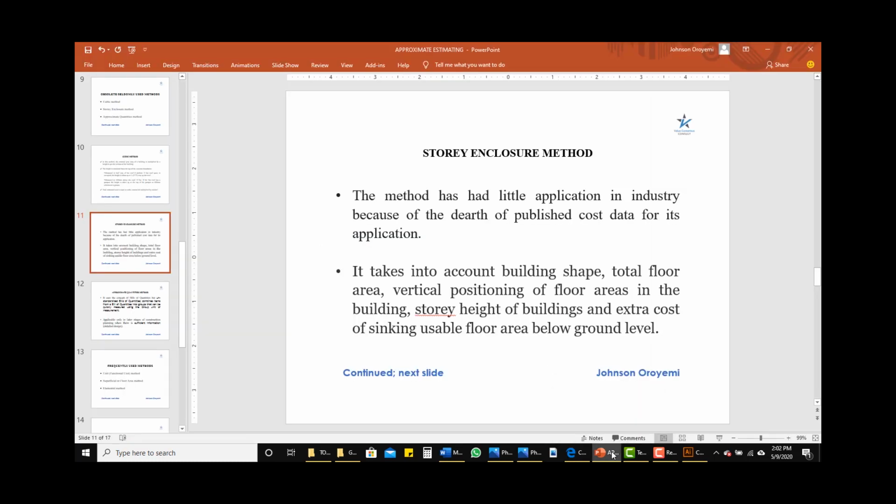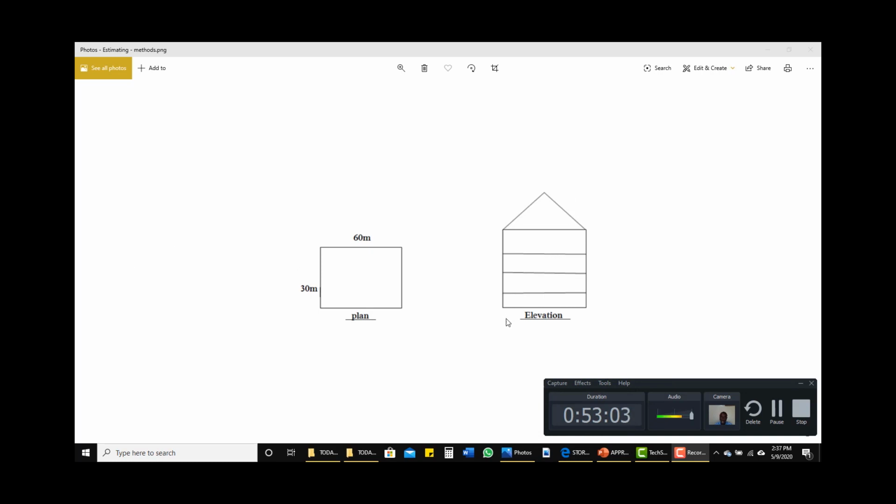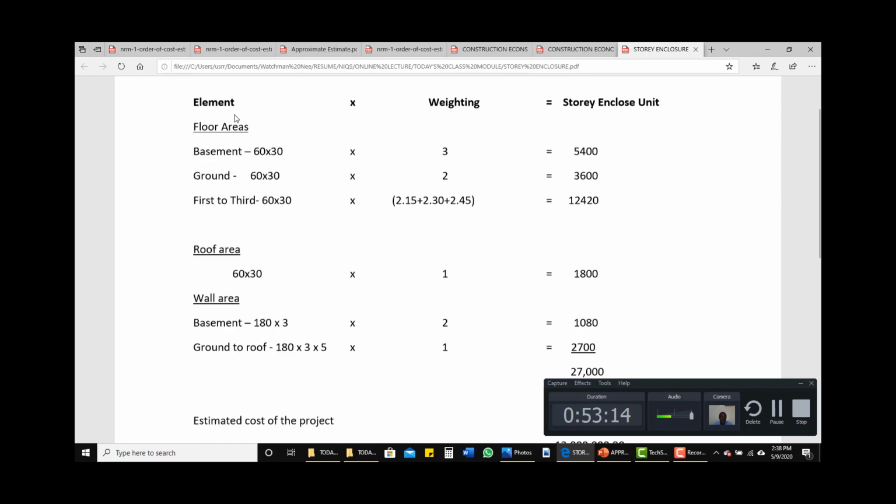But before we actually go further, another thing that you need to know about the preliminary Storey Enclosure method is the fact that the Storey Enclosure unit is calculated by multiplying by a specified number. This specified number is what we call weighting. So let's go to our calculation in arriving at the estimated project cost.